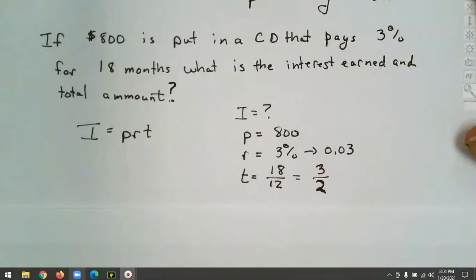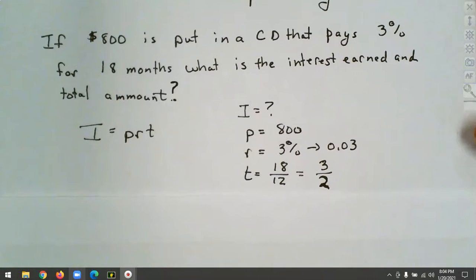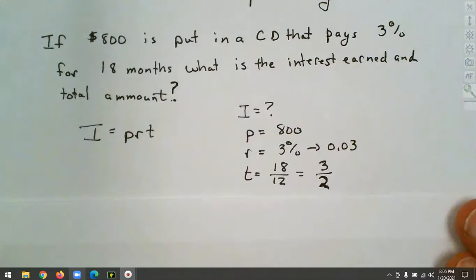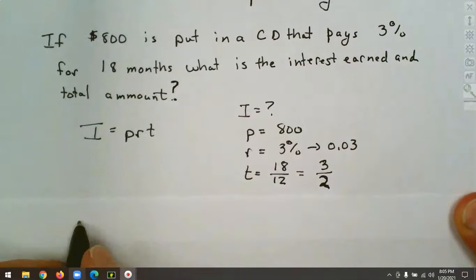If you round too early, your answer might be off a bit. Now, 3/2 is 1.5, so that one won't matter. But if it would have been 1/3 and you rounded too early, it would be off by a couple of cents. So we want to keep those fractions until the very, very end. So let's go ahead now and find our interest.